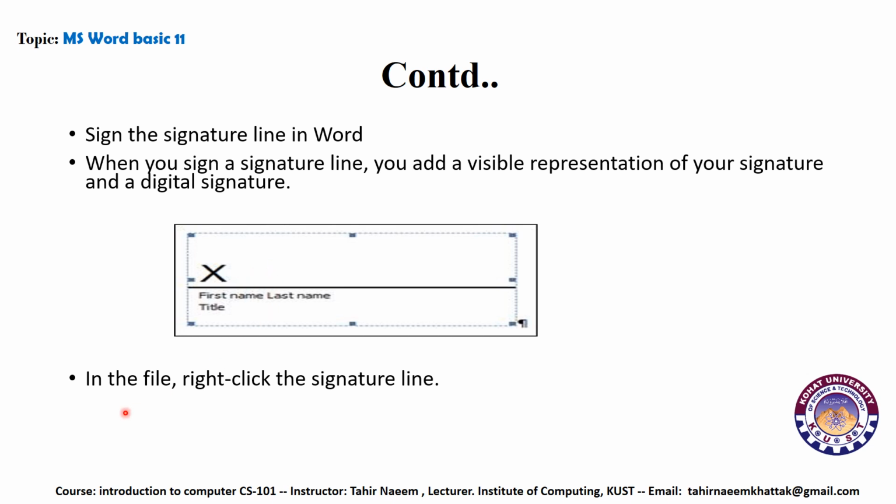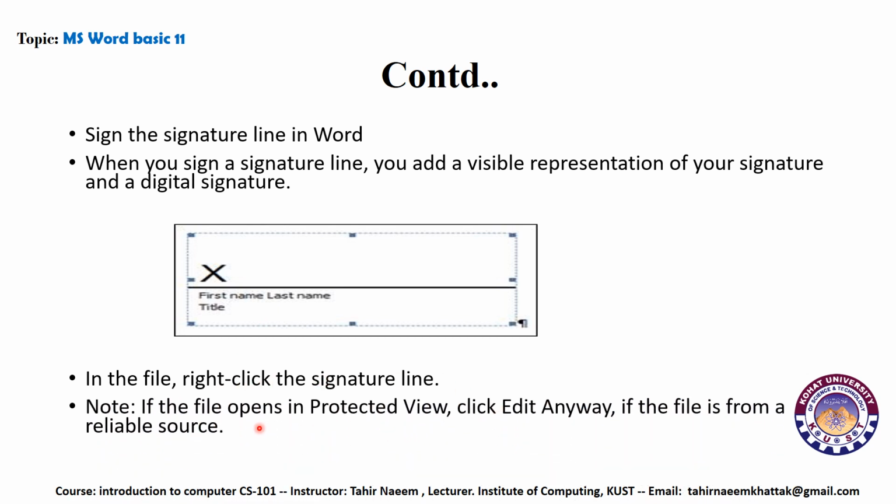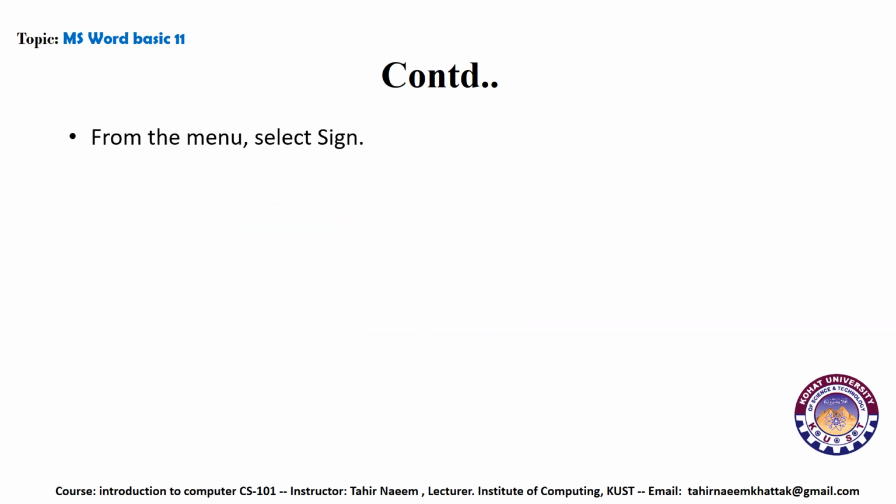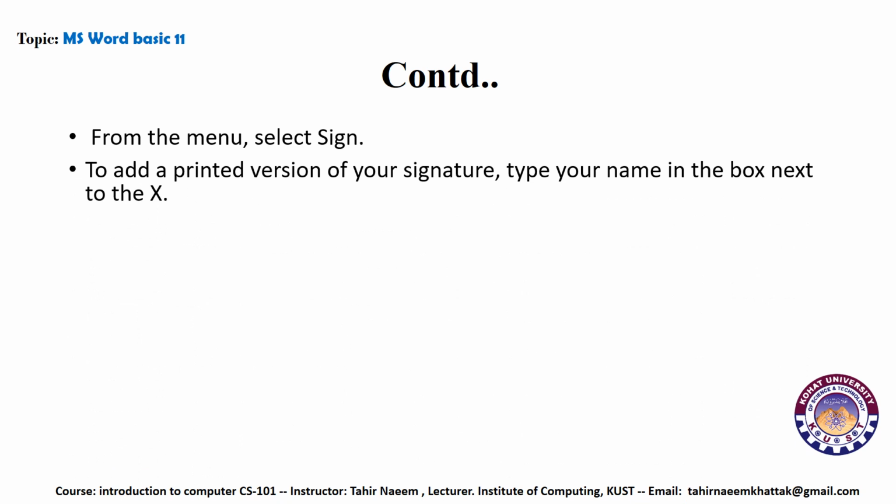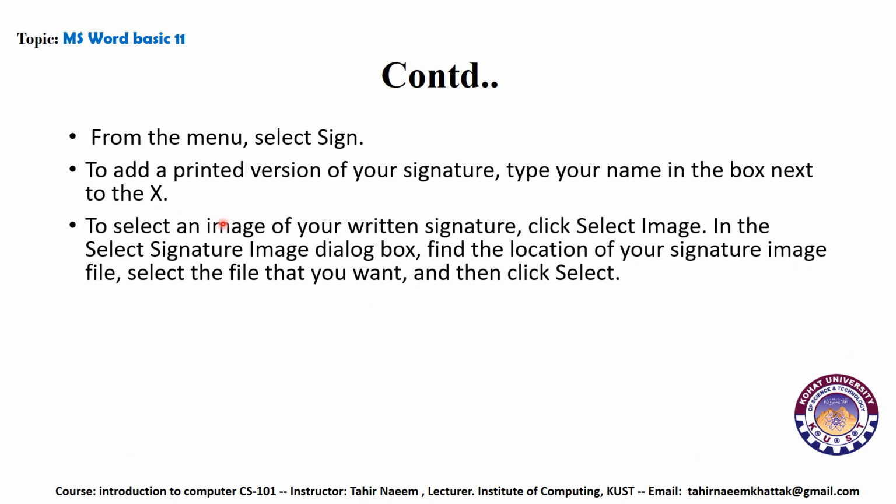or if you have an image, you can also paste it here. In the file, right click the signature line. If a file opens in protected view, click edit anyway if the file is from a reliable source. From the menu, select sign. To add a printed version of your signature, type your name in the box next to X. So basically, if we want to add our name, we simply enter it beside X.